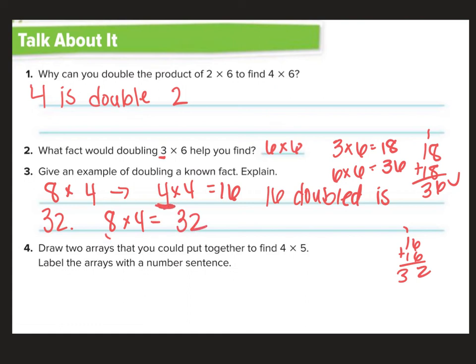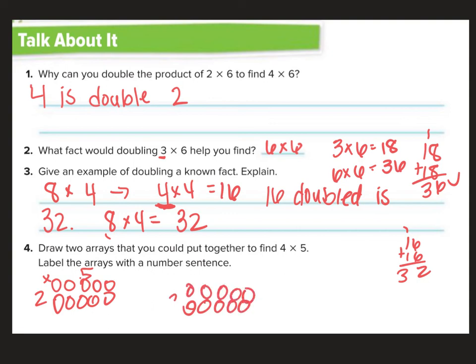Draw 2 arrays you could put together to find 4 times 5. I could do 2 times 5, 1, 2, 3, 4, 5, 1, 2, 3, 4, 5. And another 2 times 5. This is 10 plus 10, which would get me to 20. Therefore, 4 times 5 is 20.